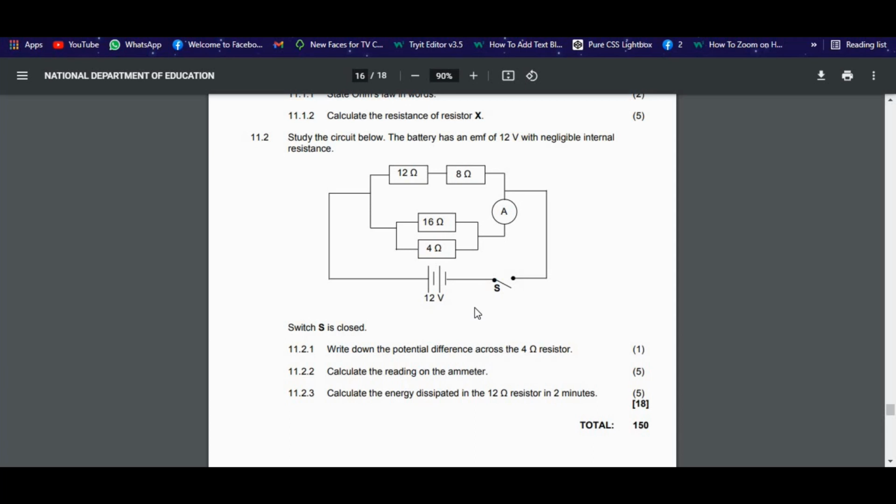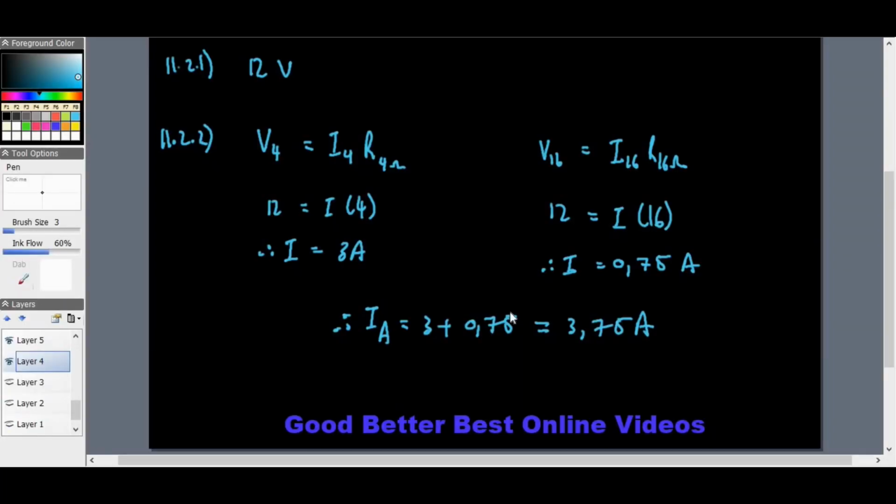So when it splits, it can only split of the total current. Only the total current can split. In which case, 3.75 is split across the 4 and 16 ohm resistor into 3 and 0.75 respectively. Okay, so 11.2.2, final answer there for the current that's reading on the ammeter is 3.75 amps.